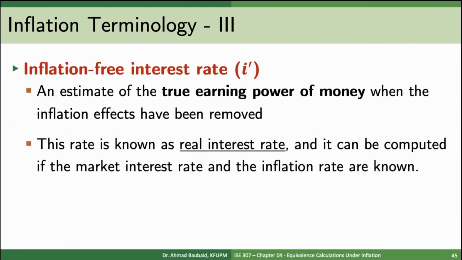So the first thing is the inflation-free interest rate, which is the new interest rate that we haven't seen before, so this I prime. This I prime is actually related, first of all, to constant dollars. Right, these things go together. And what this really measures is the true earning power of money, as you see written here.